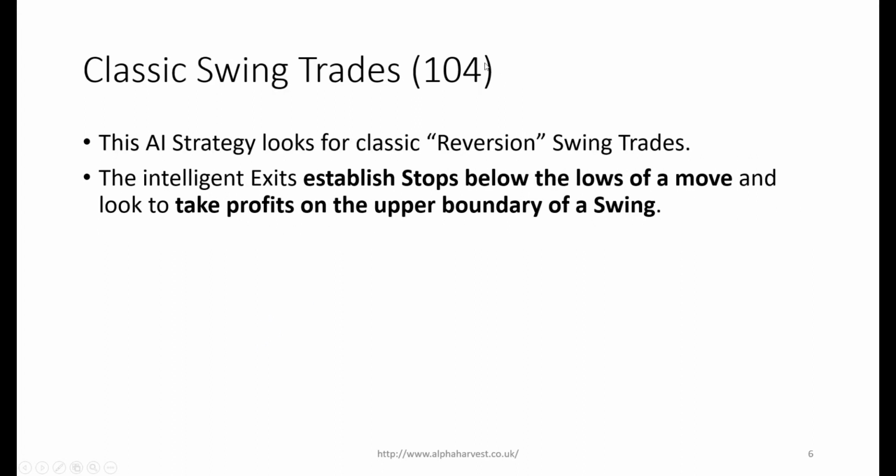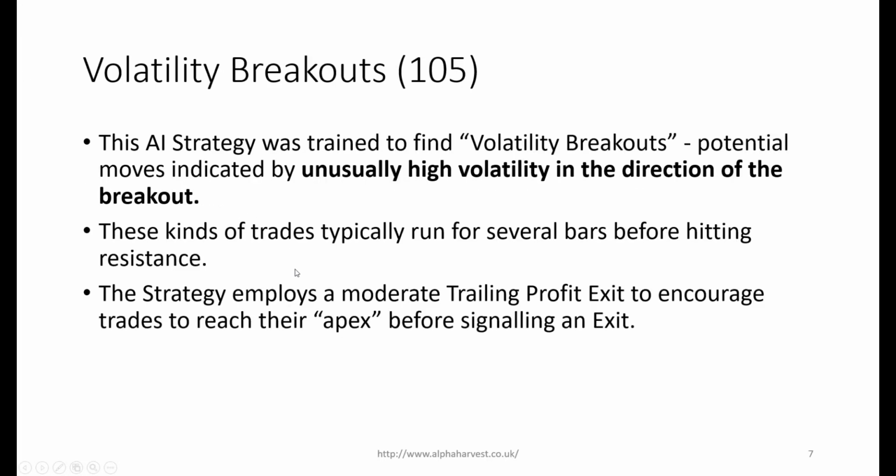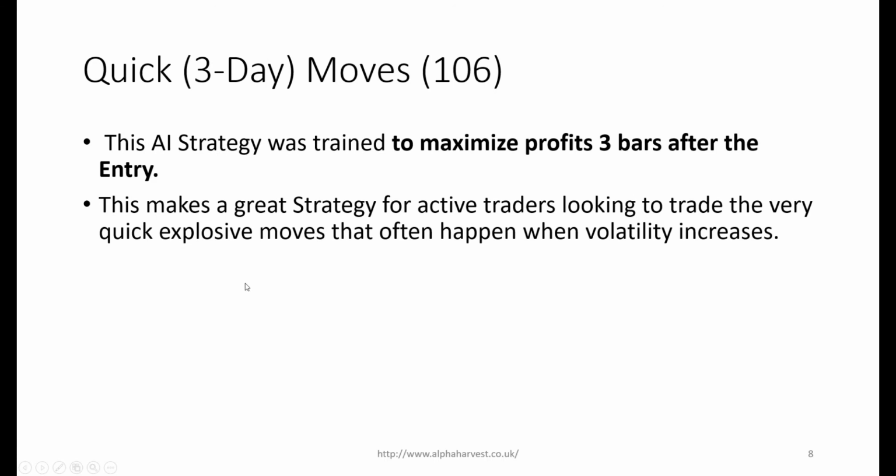Classic swing trades, code 104, which we'll be looking at, are reversion-to-the-mean type swing trades. This is where the AI identifies these kinds of strategies, ideal for short to medium term trading. Volatility breakout is more for the aggressive type of trader: unusually high volatility in the direction of the breakout. That's the strategy the AI is looking for. Code 105. And quick 3-day moves, code 106. This is the AI ID for this particular strategy, which we'll be using later.